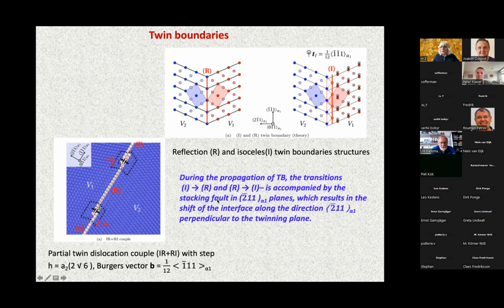And during the propagation, what we observe is that isocell is transformed to reflection. Reflection can go to isocell. It's accompanied by the stacking fault formation in the 2-1-1 zone, which results in the shift of the interface along the direction -2-1-1, which is perpendicular to the twinned plane. At least, that is what we observe in our situation.